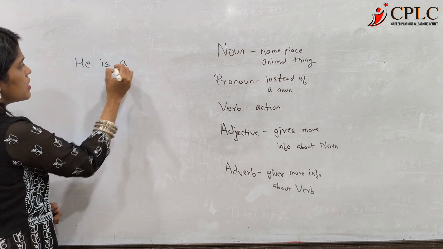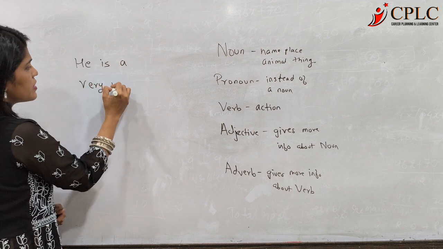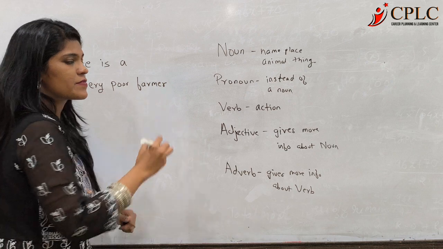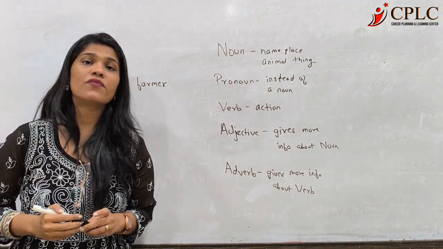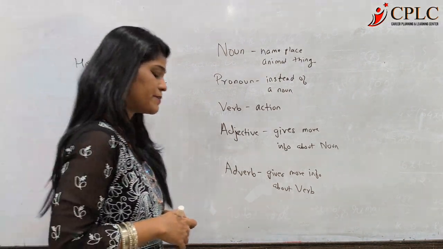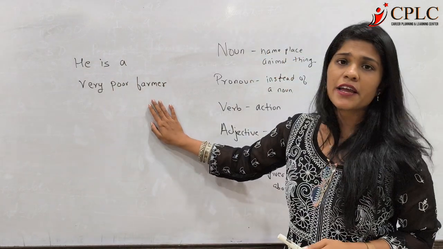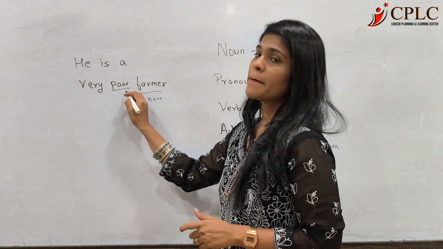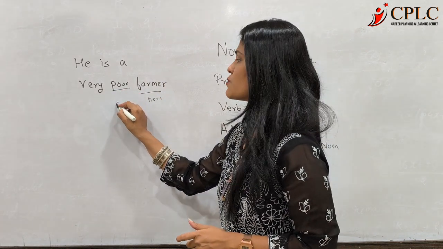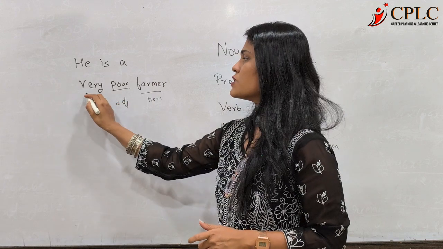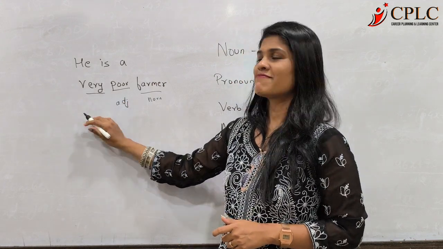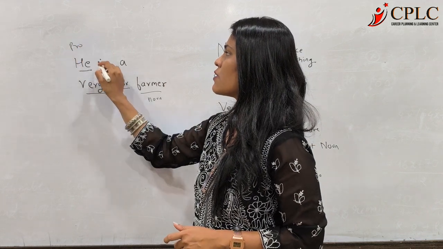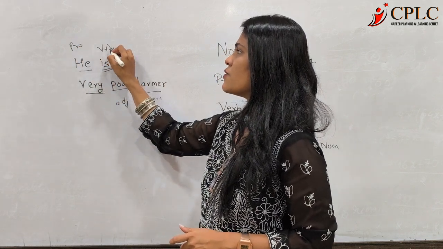He is a very poor farmer. Okay, so very poor farmer. Now you tell me, what is farmer here? Quick. Very good. This is a noun. What is poor? Adjective. It gives you more information about the noun. What is very? What's very? Okay, let's do this. What is he? Pronoun. What is his? Verb.